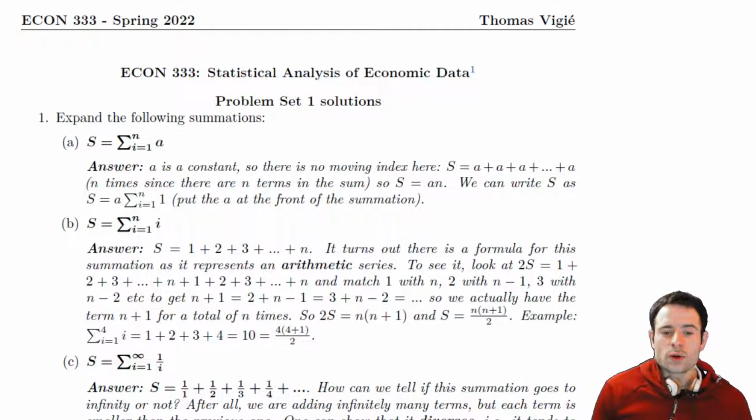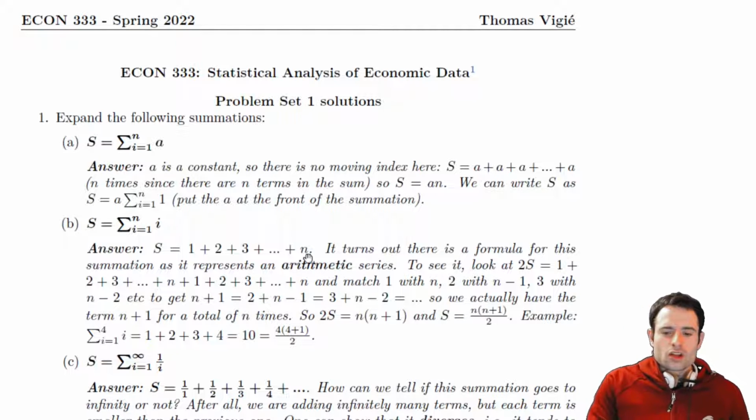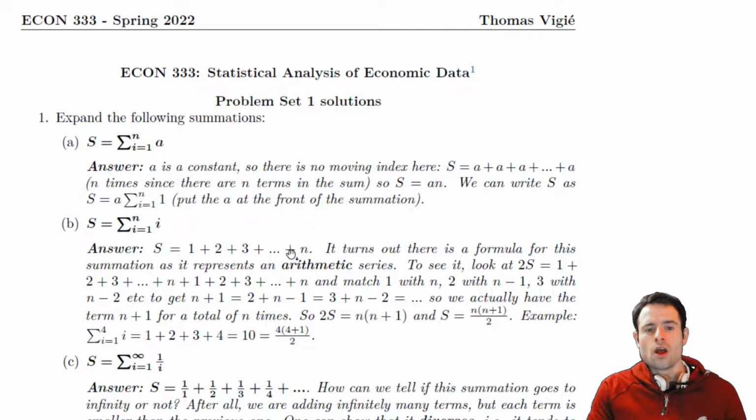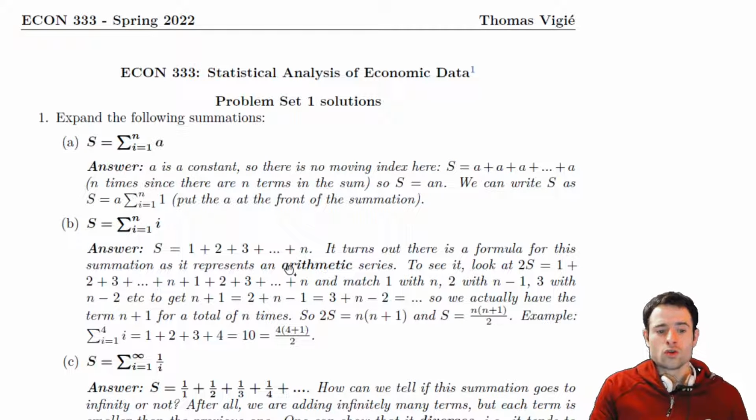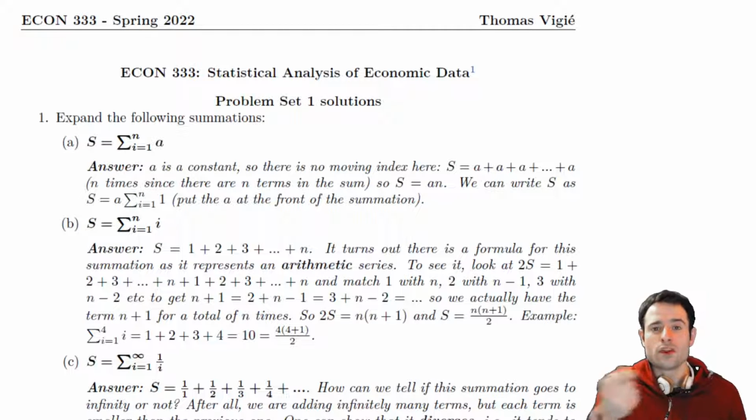There is an easy way to compute it, and in fact, let's get to it. To see it, let's look at 2 times s. So let's multiply this thing by 2. But instead of just multiplying each term by 2, what I'm going to do is 1 plus 2 plus 3 plus 4 plus 5 all the way to plus n. And then I'm going to add again plus 1 plus 2 plus 3 plus 4 plus 5 and so on. I just repeat every number a second time.